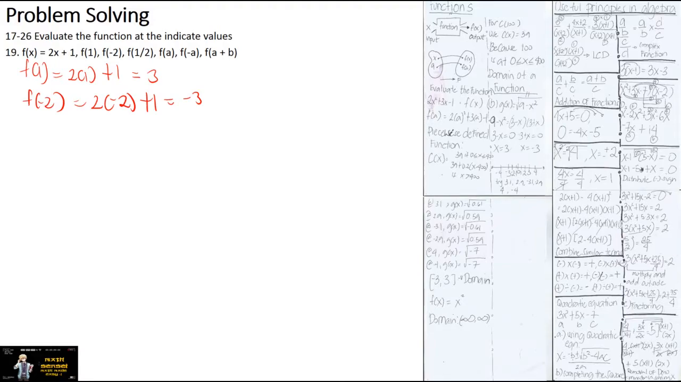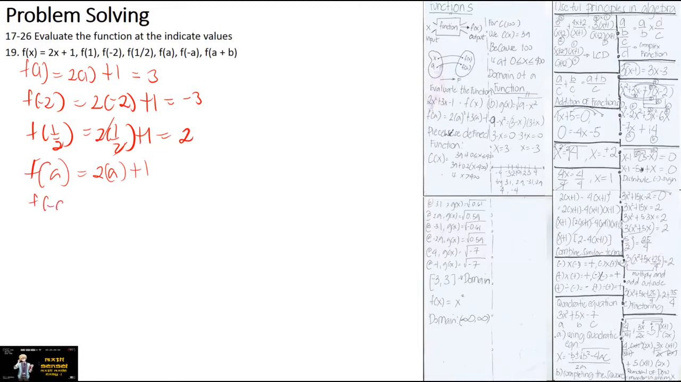Next, f of 1 half, so that is 2 times 1 half plus 1, so that will be 2. Okay, so f of a: all the x we replace with a, so that is 2a plus 1. So that's it.